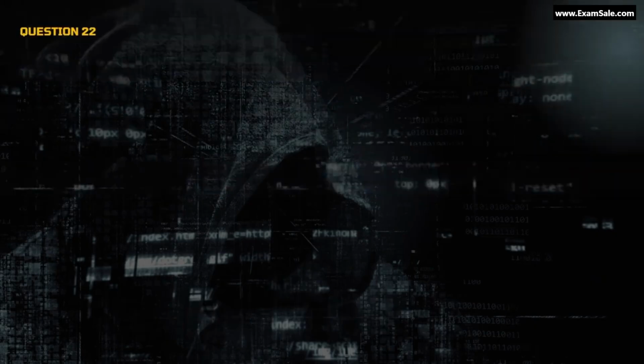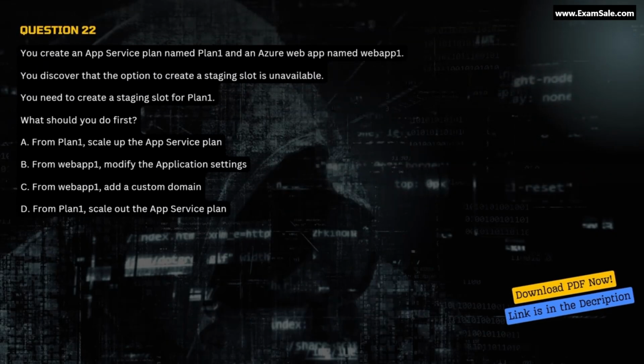Question 22. You create an app service plan named Plan 1 and an Azure web app named Web App 1. You discover that the option to create a staging slot is unavailable. You need to create a staging slot for Plan 1. What should you do first?